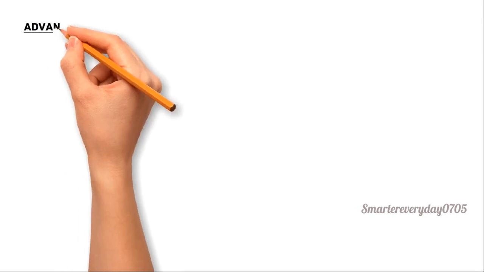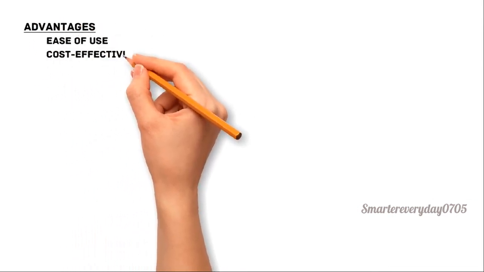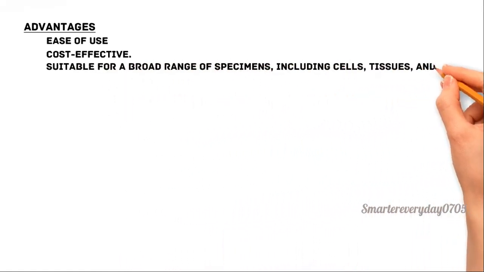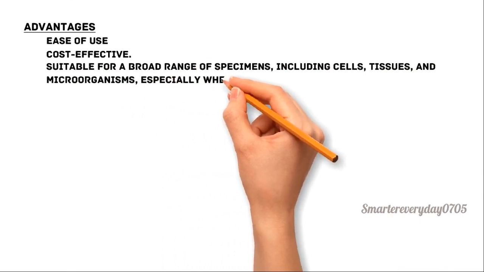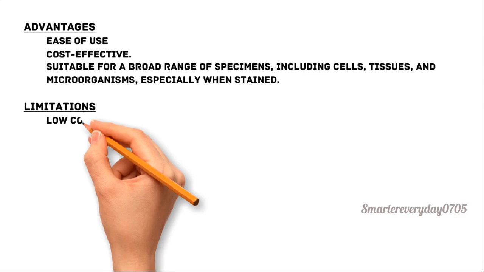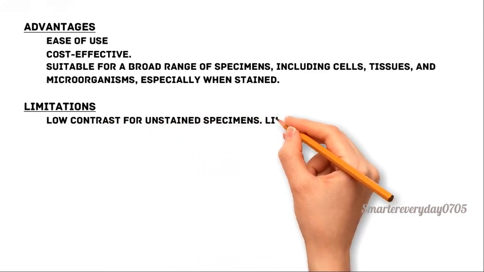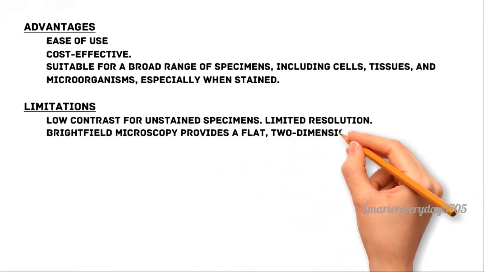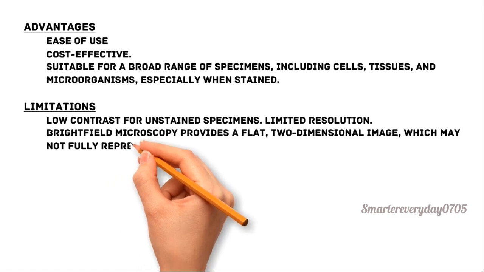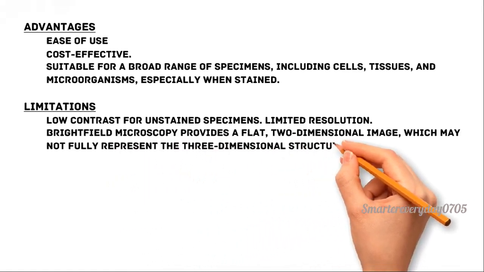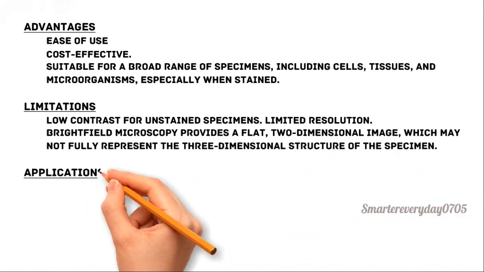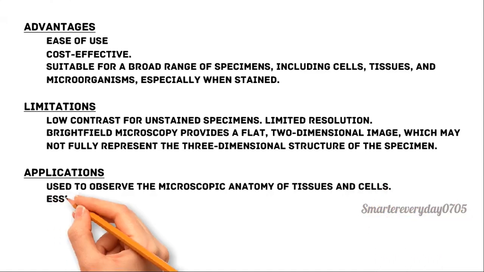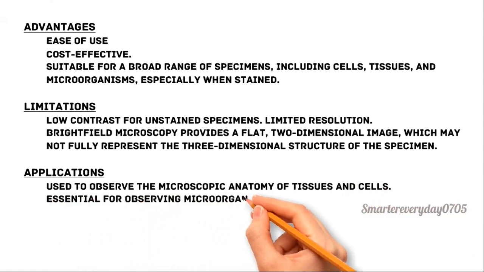Advantages: ease of use, cost-effective, suitable for a broad range of specimens including cells, tissues, and microorganisms, especially when stained. Limitations: low contrast for unstained specimens. Limited resolution. Bright field microscopy provides a flat, two-dimensional image, which may not fully represent the three-dimensional structure of the specimen. Applications: used to observe the microscopic anatomy of tissues and cells.